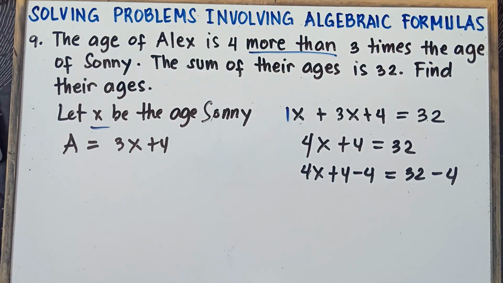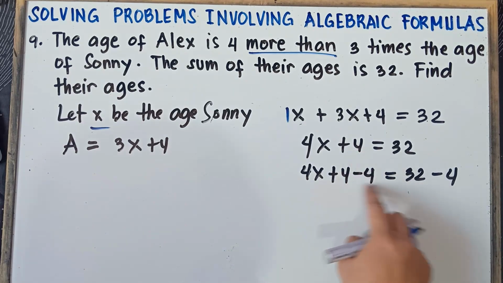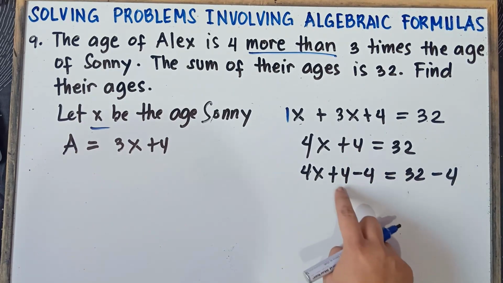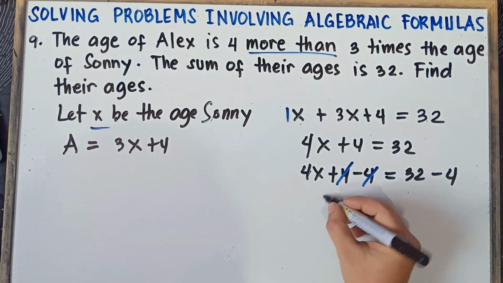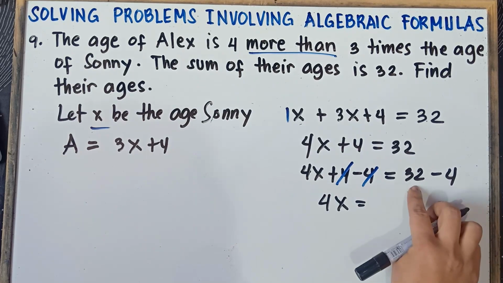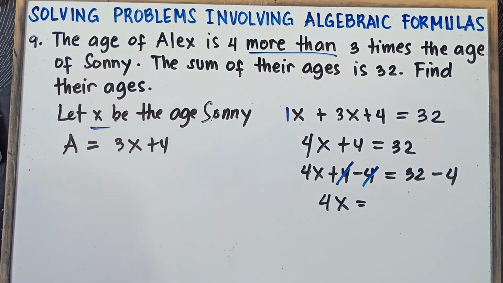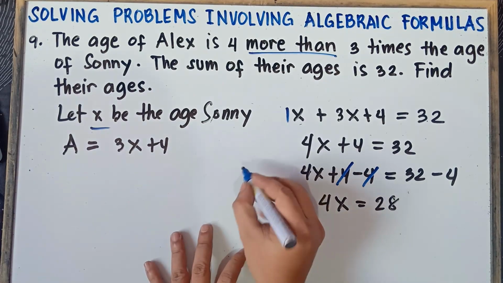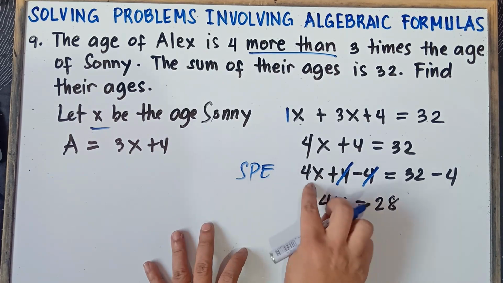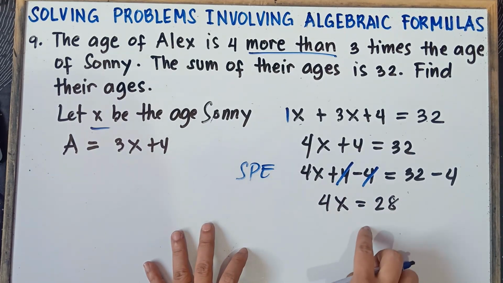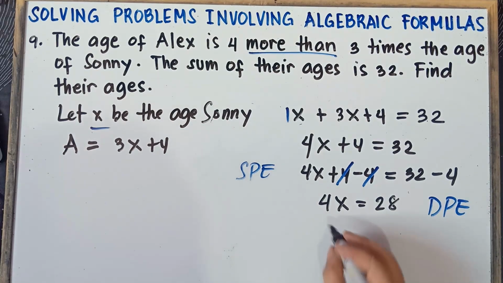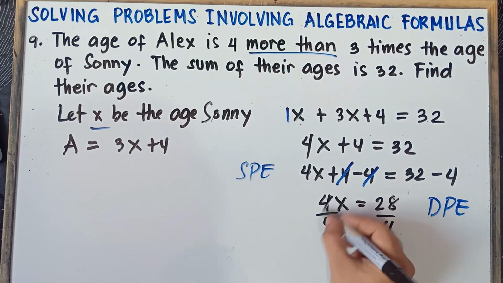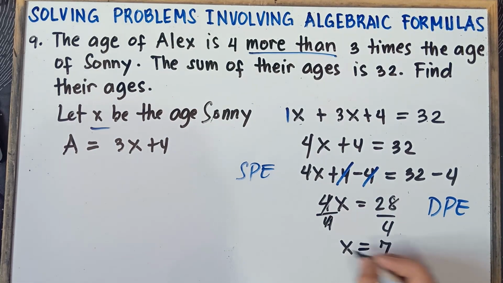Sir, why do we need to subtract 4, both sides, so that we can cancel this out? Okay, so that we can cancel this out, because 4 minus 4, this will be 0. Alright, and this will be 4x equals 32 minus 4. What's the answer, class? That's correct. That would be 28. Alright, so once again, we apply subtraction property of equality in this part. And then in this part, we apply division property of equality. We divide both sides by 4. Divide by 4. And the value of x is equals to 7.